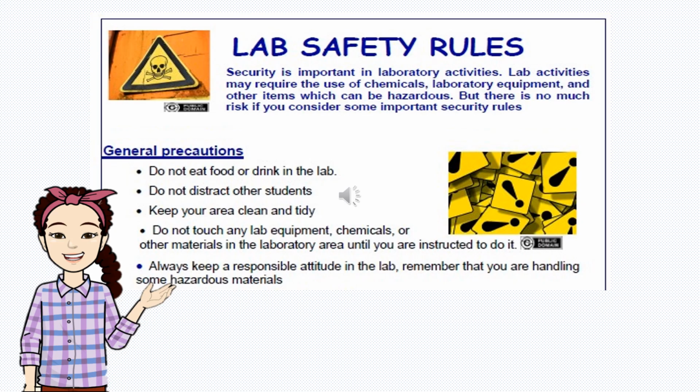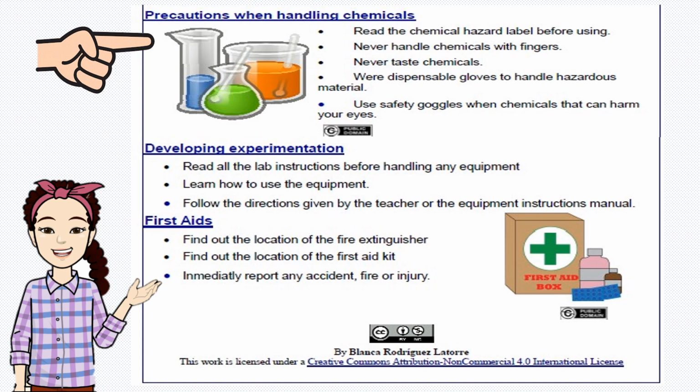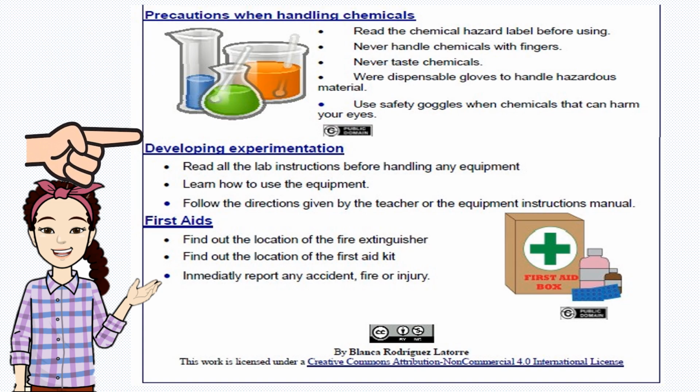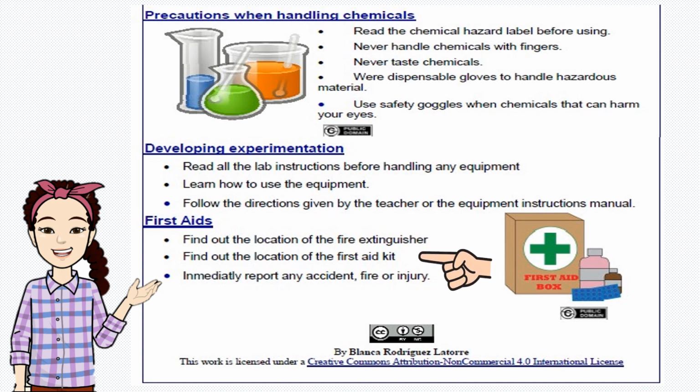Here are some lab safety rules. General precautions. Precautions when handling chemicals. Developing experimentation. And last, the first aids. So don't forget to report any accident or fire or injury if occurs.